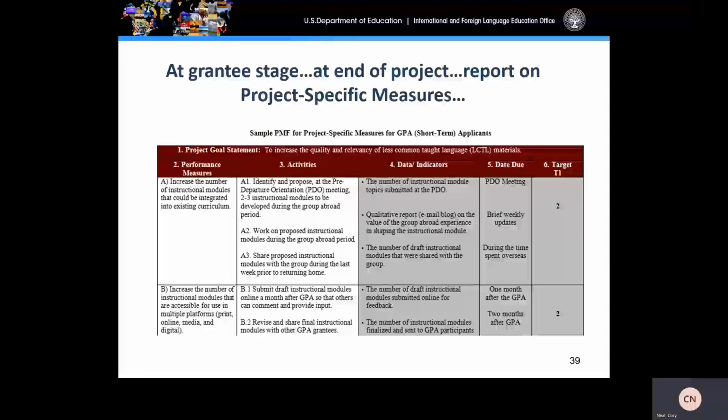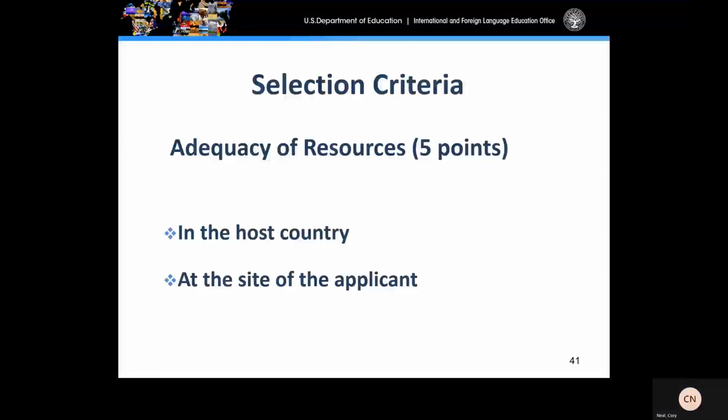Should the applicant become a grantee, they will be required to provide the data indicators and baseline numbers to include trend data similar to what we have on this slide. For more detailed information regarding evaluation plans, please review the application package instructions.